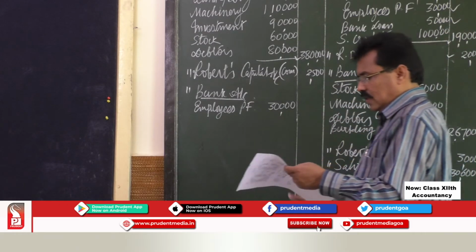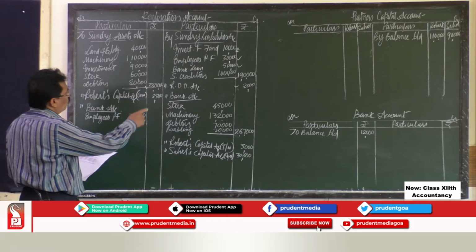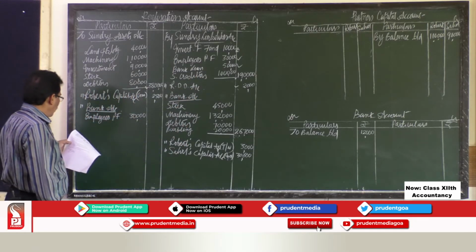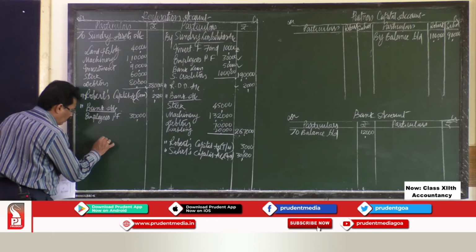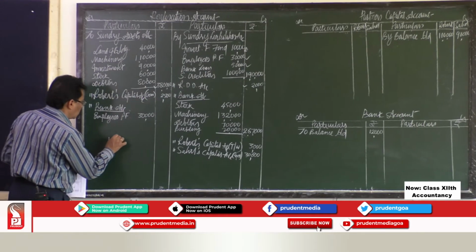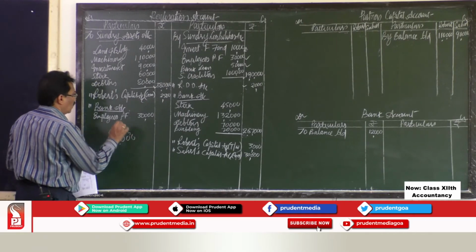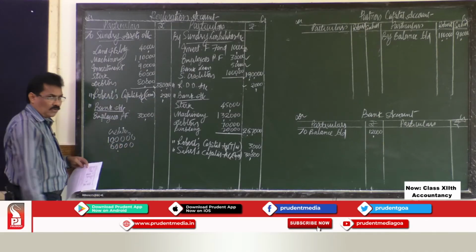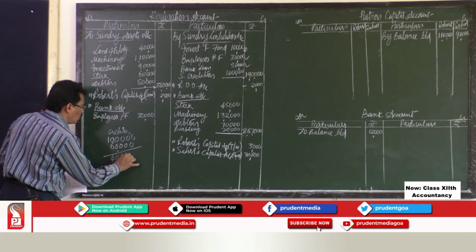Now sundry creditors. Now what about sundry creditors? He says the balance payment of creditors was made in cash. Actually, we are supposed to pay creditors rupees 1 lakh. This was the total amount due to creditors. Out of that, they took investment worth rupees 60,000 in part settlement. So whatever amount is remaining, this amount is paid in cash.